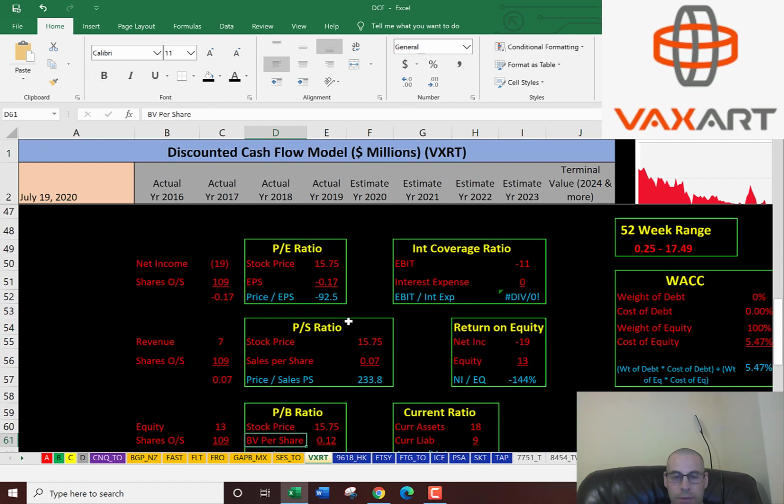That's price of stock, which is $15.75, over sales per share. And sales per share is revenue, which was $7 million, over the 109 million shares outstanding. So investors are willing to pay $233 for $1 of sales. I like to see below 15 on this ratio.